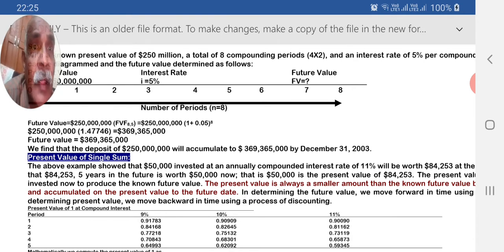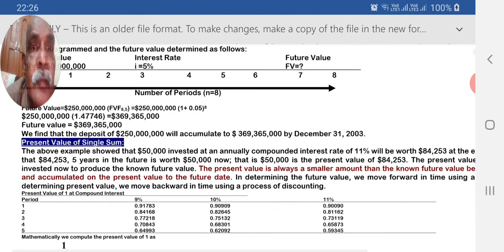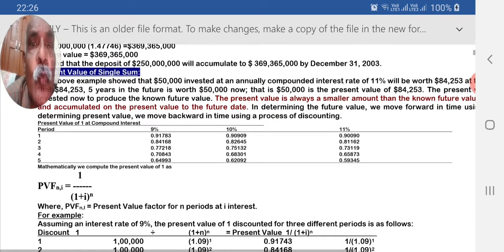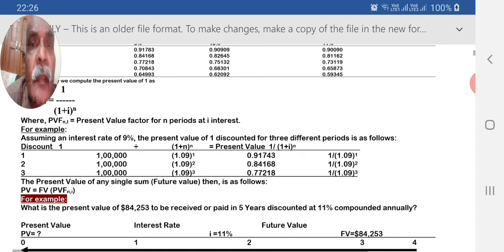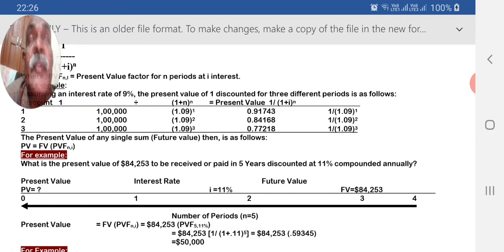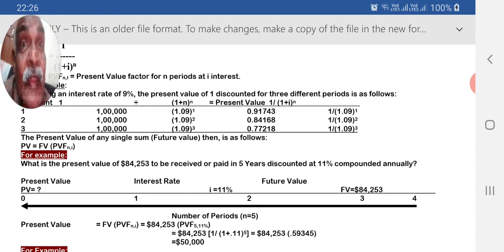Now if I say, how do you calculate the present value, you know, this is the reverse. Present value is what? 84,253 you are receiving after 5 years, and the discounting rate is 11%, compounded annually. It means in 1 year you are getting interest one time only. So how much will be the present value?